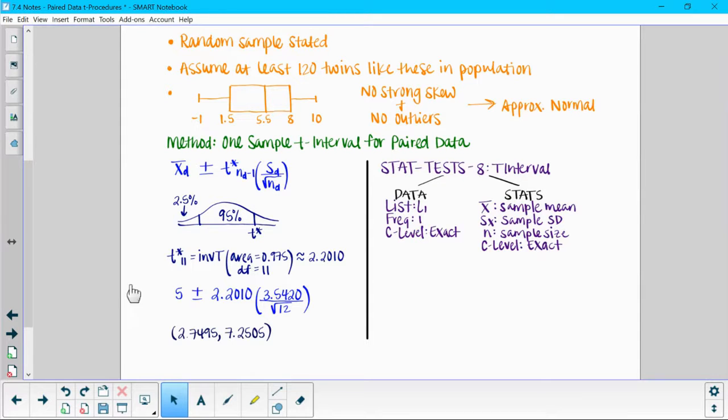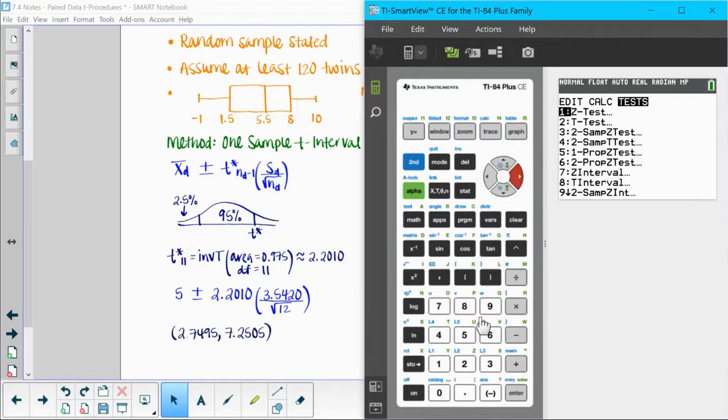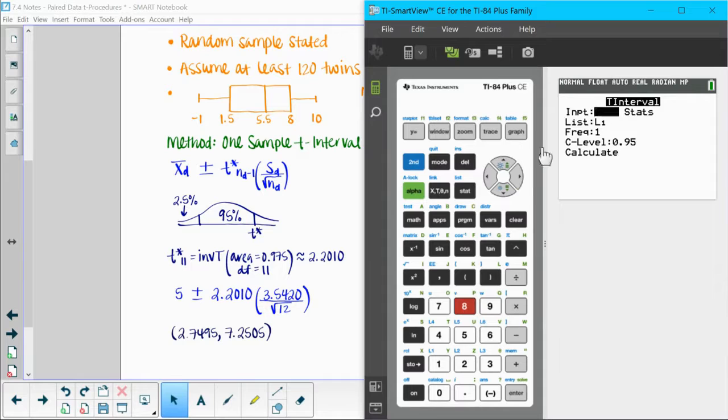So I'm going to pull up my calculator again, and I'm going to show you stat tests number 8. And then I have data L1, frequency 1. And remember, for the confidence interval, you're going to enter the exact interval that you want. You do not have to do the area thing that we do when we're doing inverse t. And we calculate. So again, it's going to give me a very close, yes, this one matches perfectly, interval, same as we would get by hand.